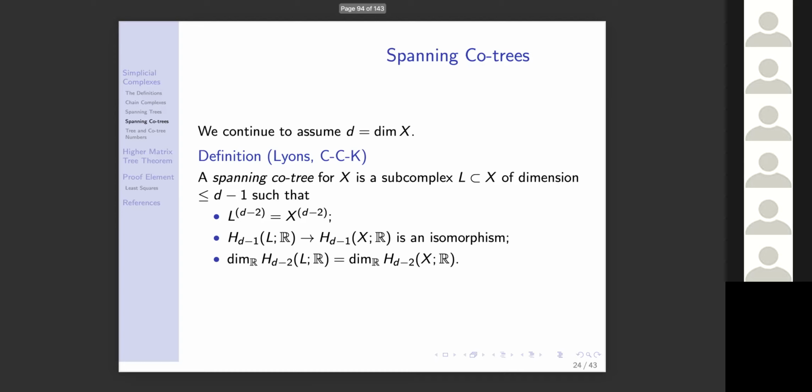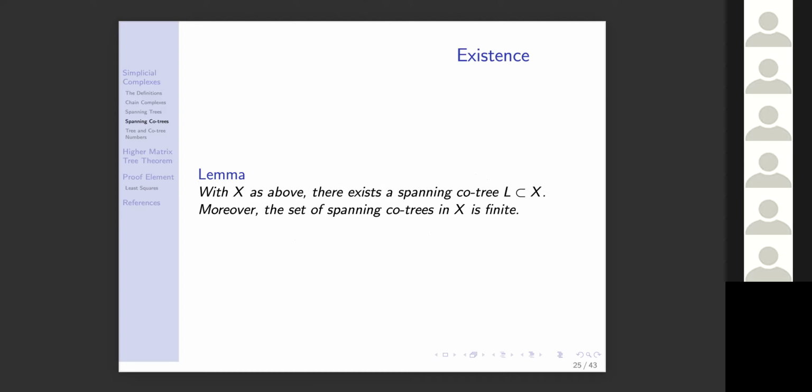And the other difference is we're working in dimension D minus 1. So with X as above, there exists a spanning cotree L in X. Moreover, the set of spanning cotrees is finite. So they exist and there are only finitely many. By the way, the finiteness just follows from the fact that these are subcomplexes and there are only finitely many subcomplexes since there are finitely many simplices. So that's where the finiteness comes from. But the existence is the more interesting thing.